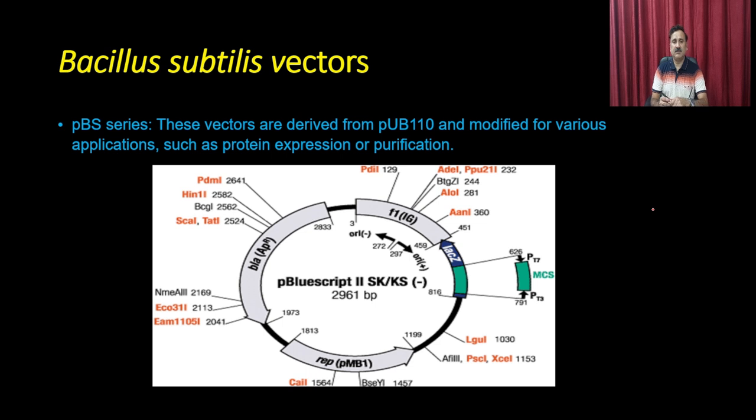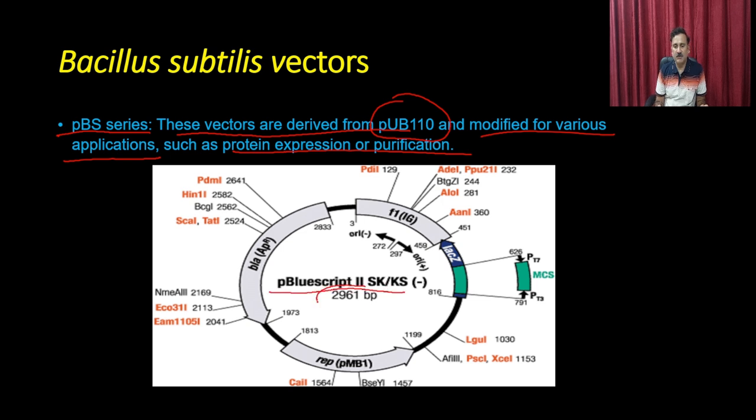Then we have another vector called the pBS series. These vectors are derived from pUB110 and modified for various applications such as protein expression or purification. This is the pBluescript vector, and it has a size of 2961 base pairs. It has a reporter gene, and it has the lacZ gene, which you can use for blue-white screening. It also has a multiple cloning site where you can clone the foreign DNA.